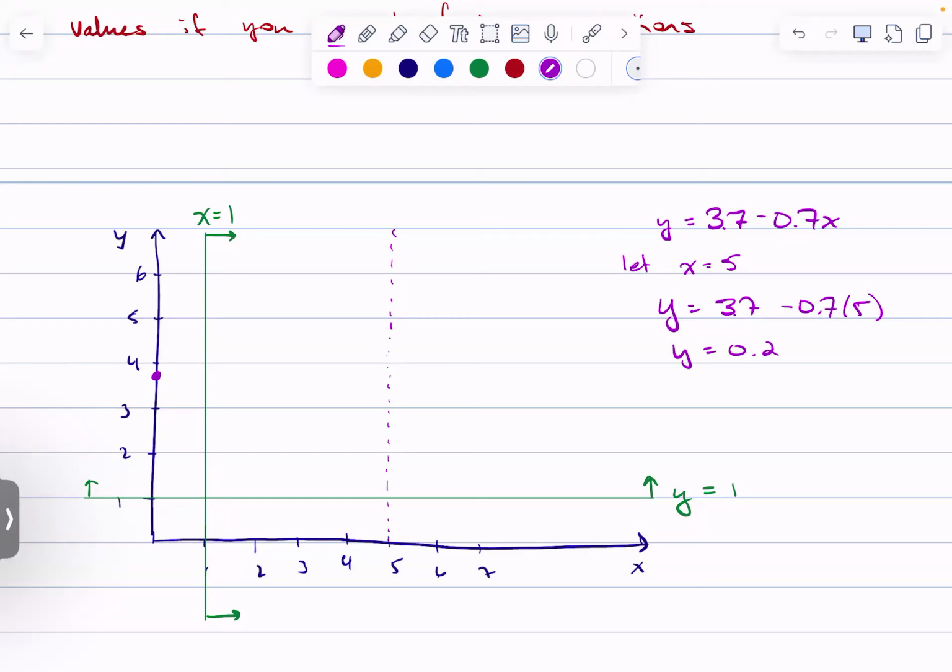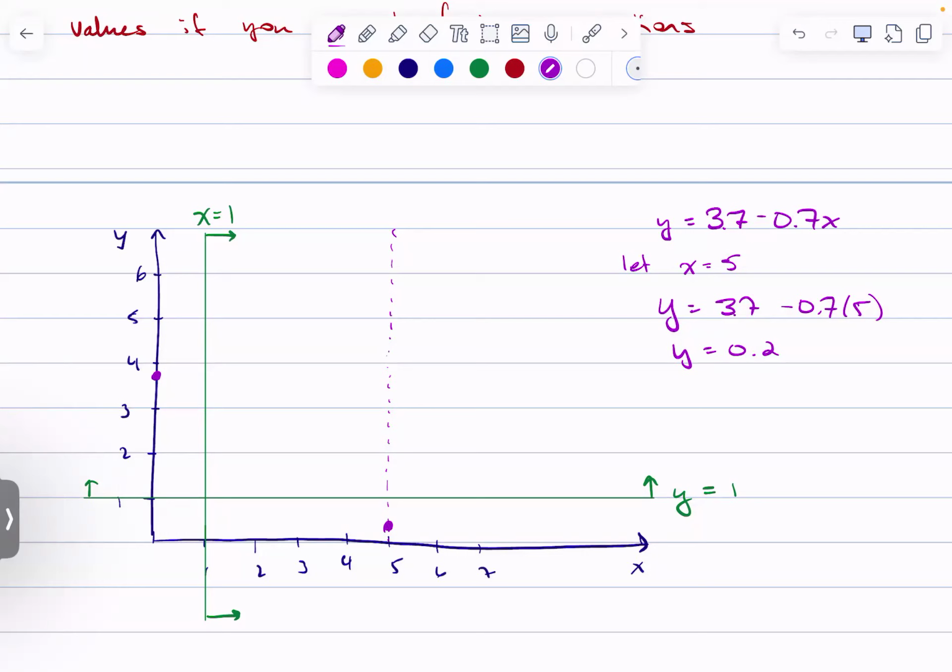Okay. Let's put that somewhere here. Call that 5.2. I'm only drawing this point so that I can have 2 points on the line, right?